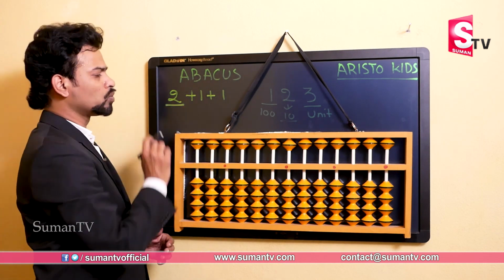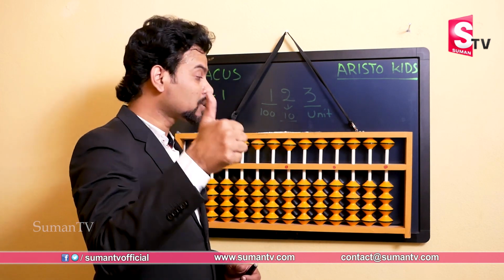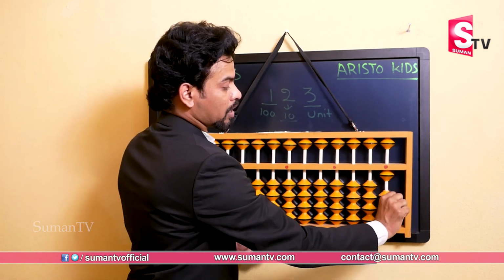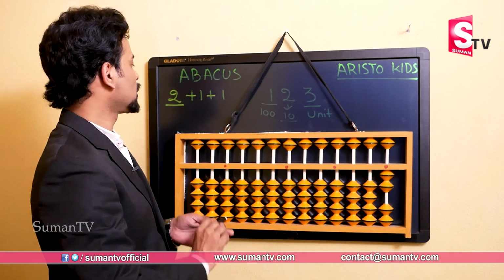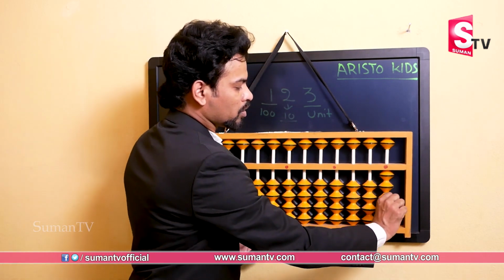The first number is 2. So what we will do? We will make 2 bits up in our thumb. So 1 and 2. So this is the first 2. Then the second number is plus 1. So again we will do plus 1 here.